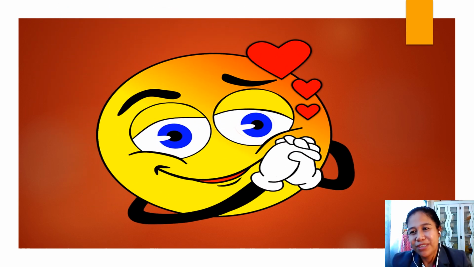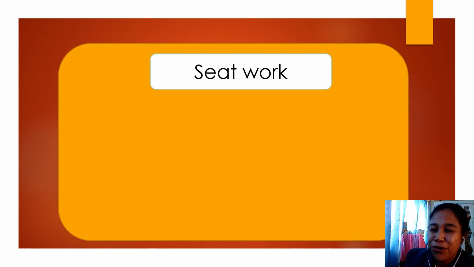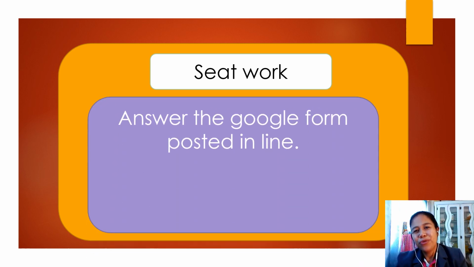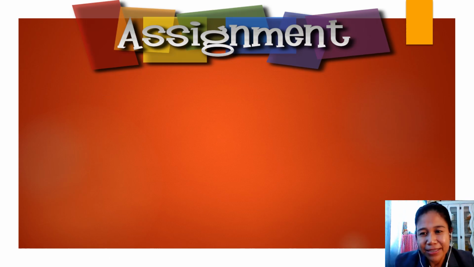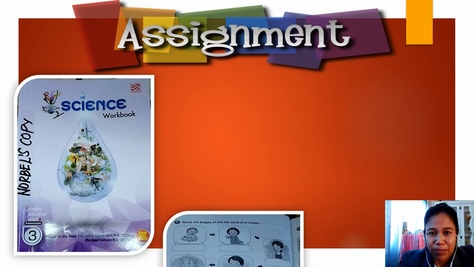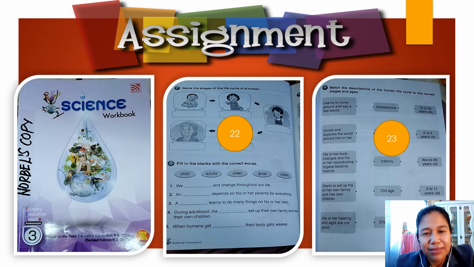I love your performance for today. For your seat work, I will post a Google form in our group line. You answer the Google form for your stored scores in science. Next, after answering the Google form, you take out your workbook, open it on pages 22 and 23. Then you start answering pages 22 to 23.